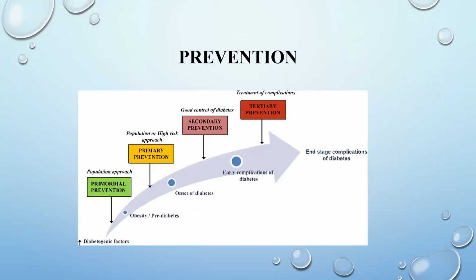Prevention: there are 4 levels of prevention: primordial prevention, primary prevention, secondary prevention, and tertiary prevention. Primordial prevention is basically done to include healthy life habits at a very young age, which includes preventing childhood obesity. We should encourage children to do physical activities like swimming, walking, and cycling. We should encourage them to eat healthy, and provide them with safe and healthy lunch.